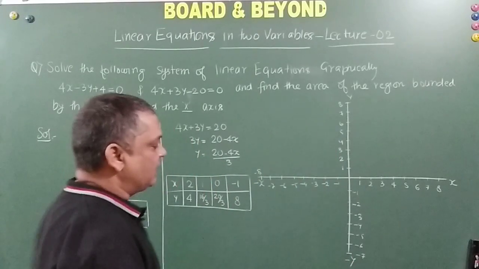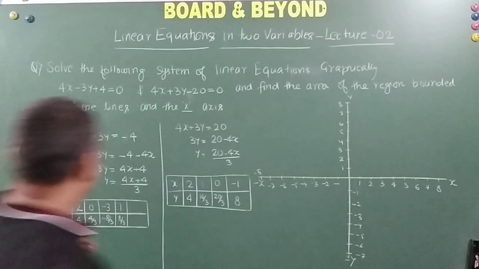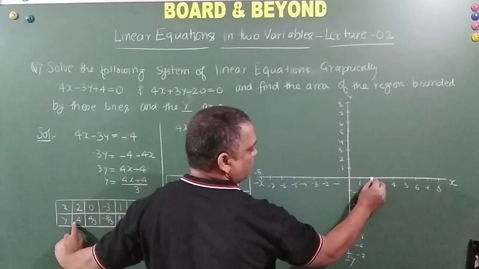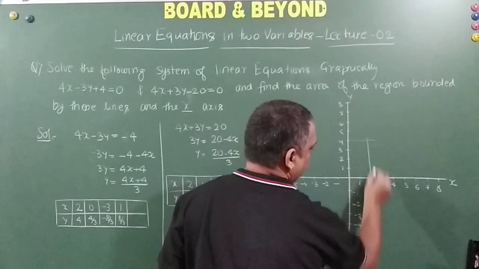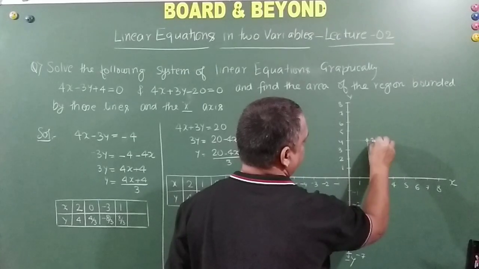Right, friends? So let's start plotting this graph, friends. So we'll come here. X is equal to 2, y is equal to 4. So somewhere this is the intersection of the point. X is equal to 2, y is equal to 4.